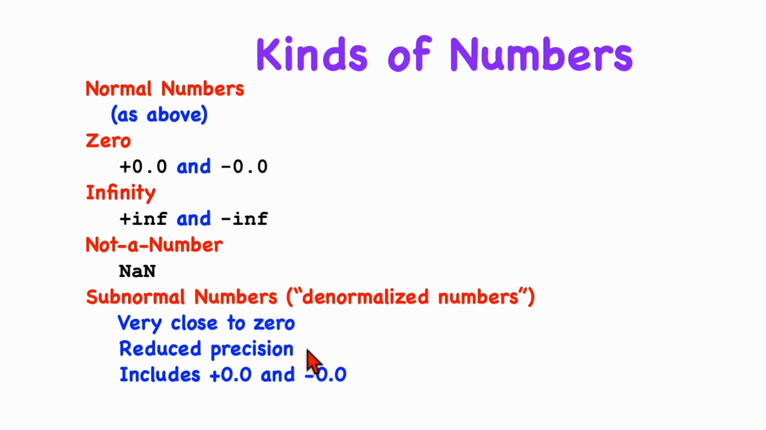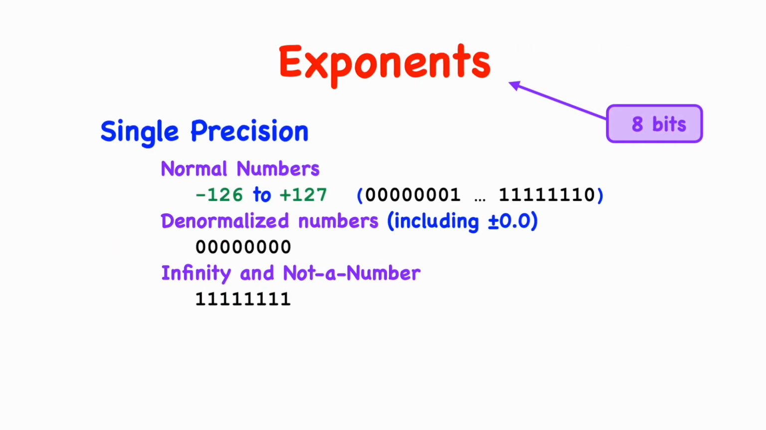They have a reduced precision, and the positive and negative zeros are actually special cases of denormalized numbers. Now let me talk about exponents. With a single precision floating point number, the exponent field is an 8-bit field. And with these 8 bits, we can represent any exponent between minus 126 and plus 127.